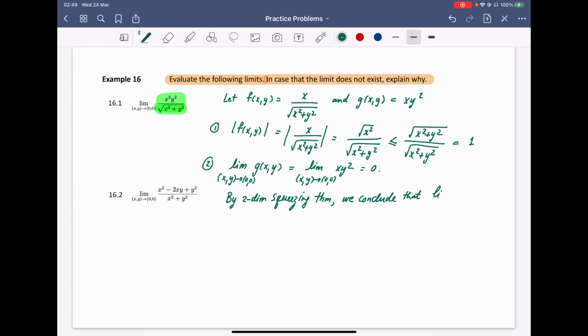the given limit of x squared y squared over the square root of x squared plus y squared is indeed equal to 0. Sounds good? Alright, that is question 16.1. Note that the solution is not unique, so you can pick different f and g compared to my solution.